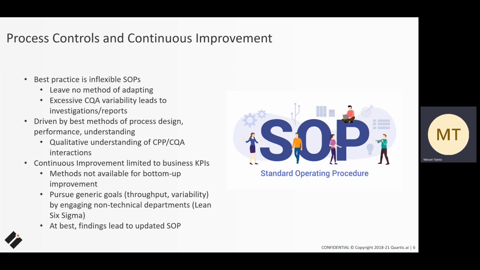And as I mentioned earlier on, continuous improvement is often limited to business KPIs. So we don't have the know-how to drive this from a bottom-up improvement. We end up pursuing generic goals like maximizing throughput and minimizing variability. We engage non-technical departments like Lean Six Sigma teams. And often this may just end up in findings leading to an update to an SOP.